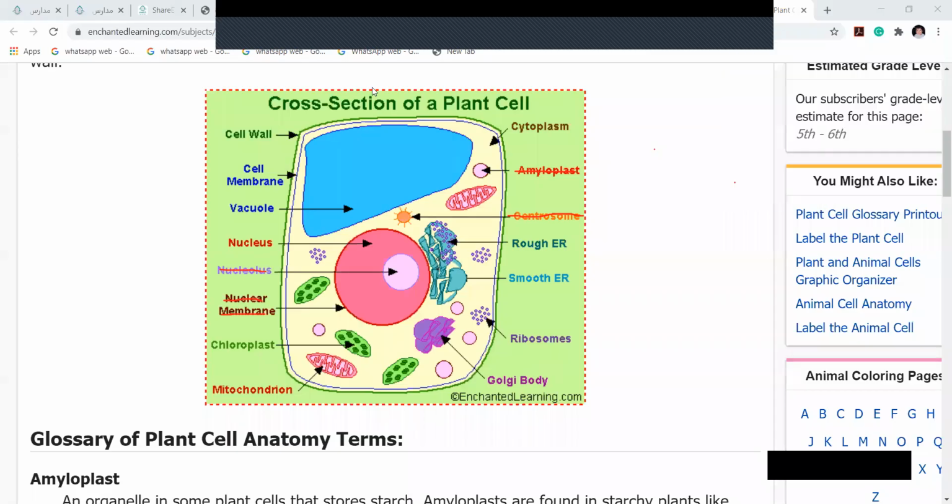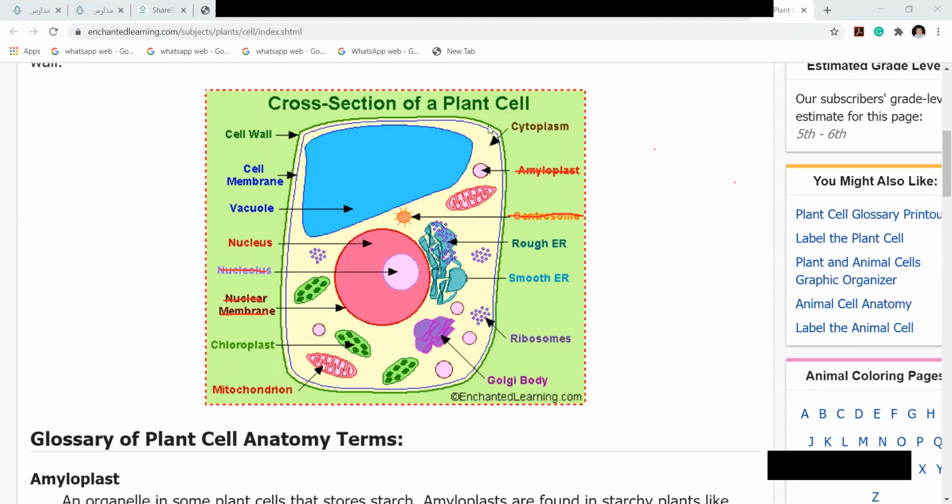Okay, girls, so this is the cross section of the plant cell. This is the 2D diagram, that's why I'm showing you here. This is the cell wall. You have a cell membrane. Remember, cell membrane is present both in plants and animals, but cell wall is absent in animal. The big one you see is the vacuole. There's a very large vacuole in a plant cell, but not in an animal cell. Animal cell has a very small vacuole.